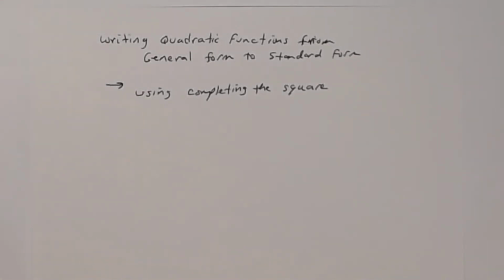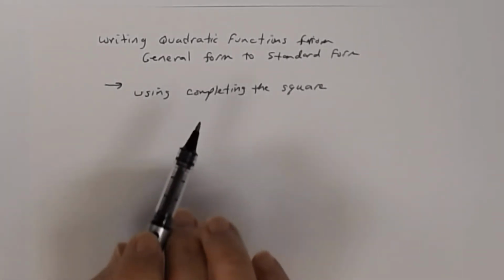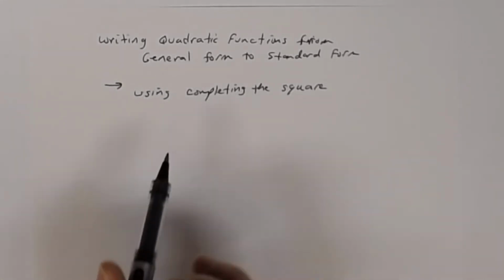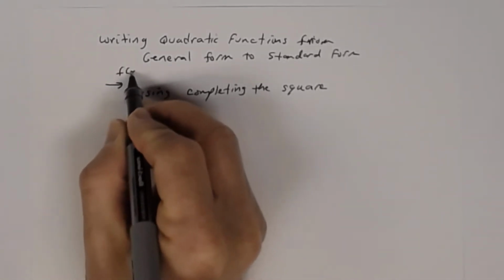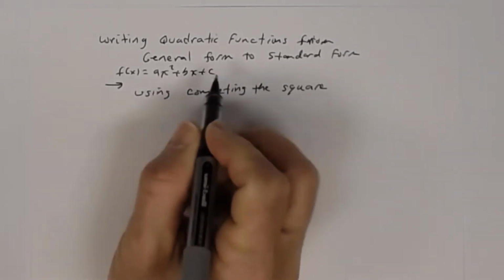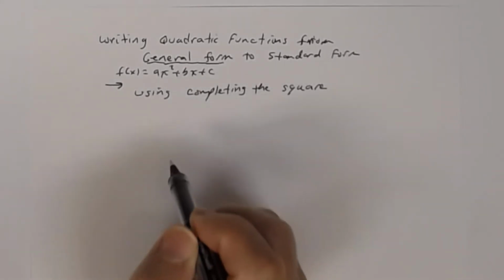Okay, so in this lesson, we're going to look at how to rewrite a quadratic function that is written in general form to standard form. And we're going to do this using completing the square. Now remember, a quadratic function in general form looks like this. It's f of x equal ax squared plus bx plus c. So this right here is general form.